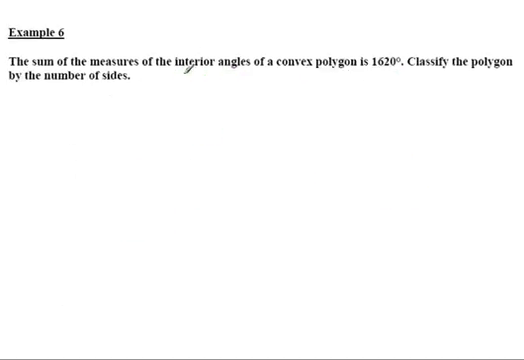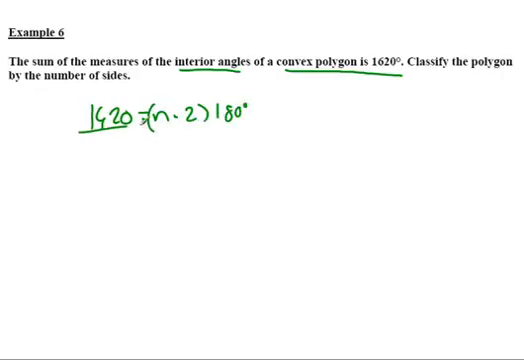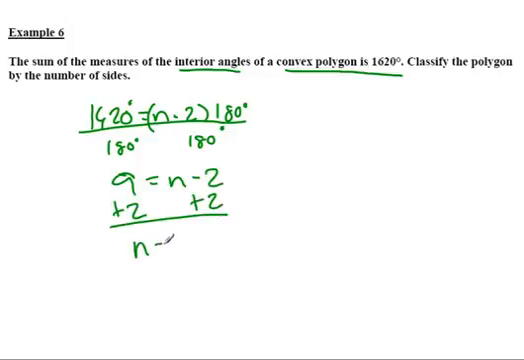Example number 6, it says the sum of the interior angles of a convex polygon are 1620. So we'll say 1620 equals n minus 2 times 180 degrees. I'll close this parenthesis. We'll divide both sides by 180 degrees. 1620 divided by 180 should give us 9 on this side. 9 equals n minus 2. We'll add 2 to both sides. It's really not very tough math that we're working on here. N equals 11.